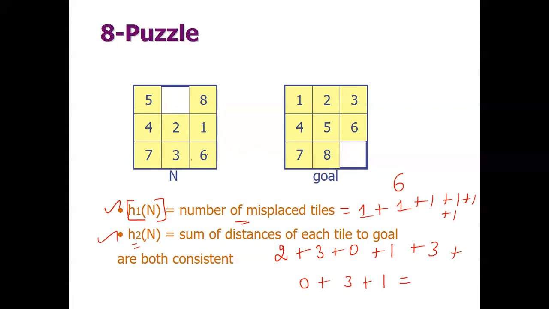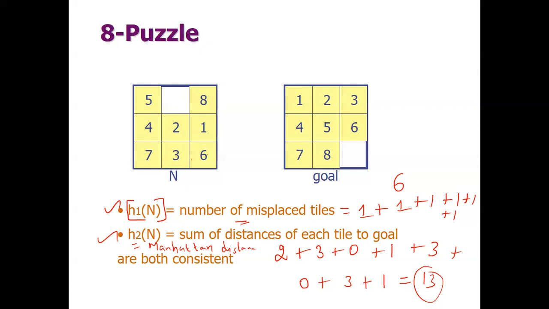So if you calculate this way, what is the heuristic value? 2 plus 3, 5, 5 plus 1, 6, 6 plus 3, 9, 9 plus 1, 10, 10 plus 3, 13. Okay. So this heuristic is also called Manhattan distance. So these are different.